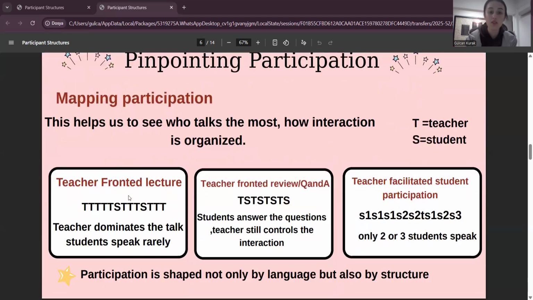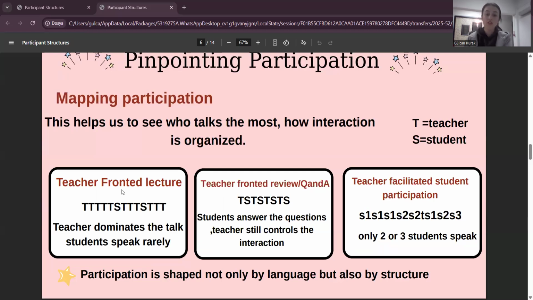And we have pinpointing participation. We have mapping in here. This helps us to see who talks the most or how interaction is organized. So we have teacher-fronted lecture. As you see, first of all, T means teacher and S means students. As you see, there are too many T. It means that teacher speaks all the time and students speak rarely. So teacher dominates the talk.